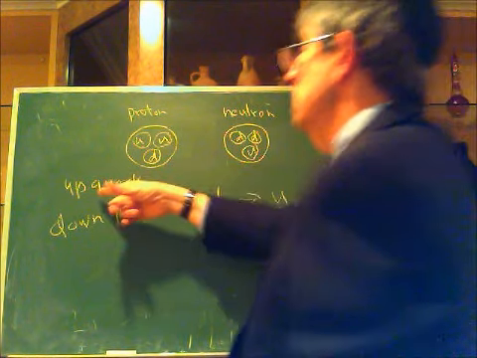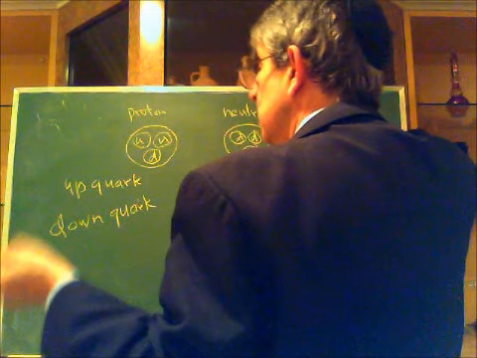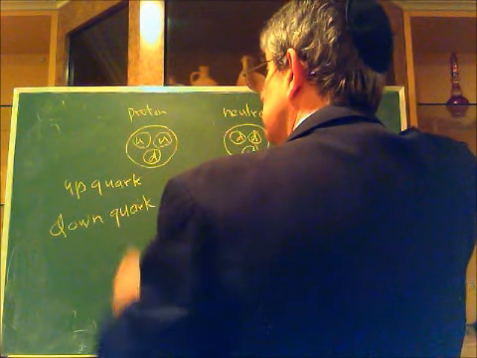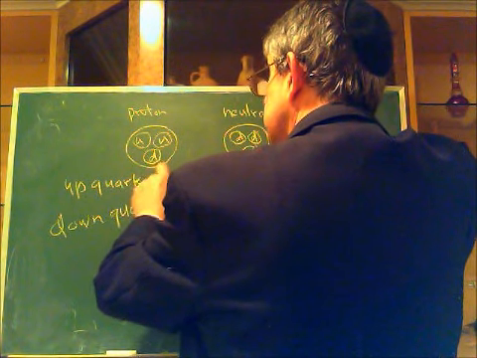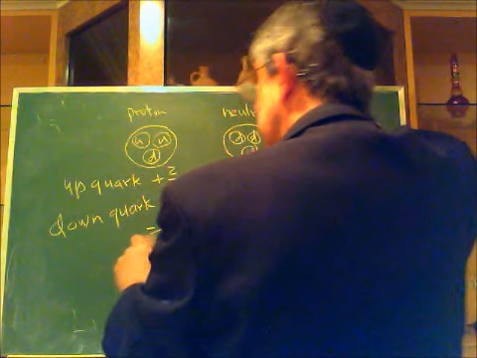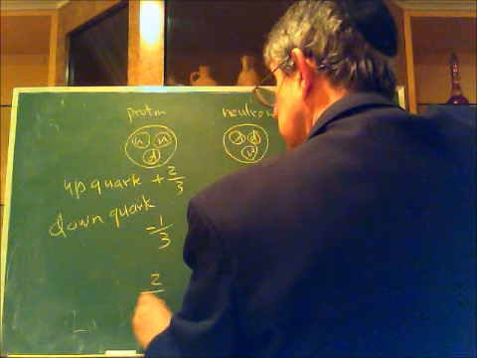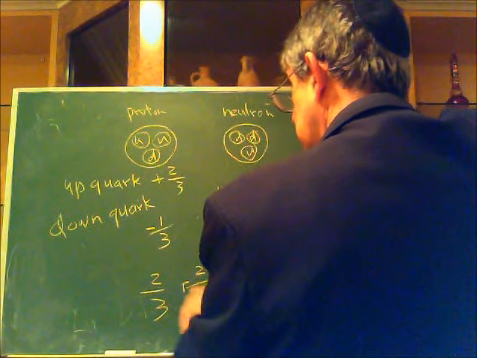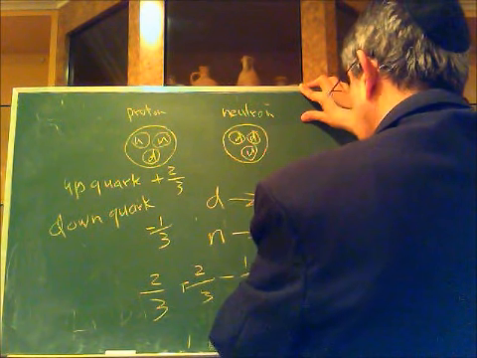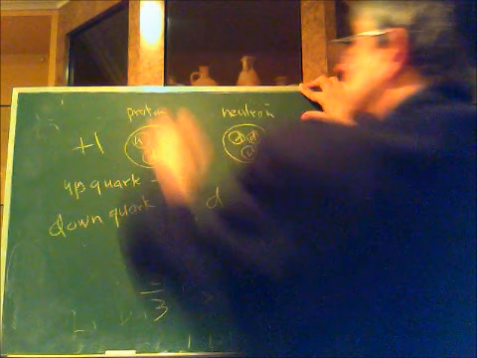A couple of things I want to tell you about this: unlike most particles, which we think of as having integral charges, +1, +2, etc., these actually have fractional charges. The charge on an up quark is +2/3, and the charge on a down quark is -1/3. That's interesting, because if you take two up quarks and a down quark, you've got 2/3 plus 2/3 minus 1/3. That's 4/3 minus 1/3, which is 3/3, so that equals 1. And lo and behold, that gives you a charge of +1, which is the charge on a proton.